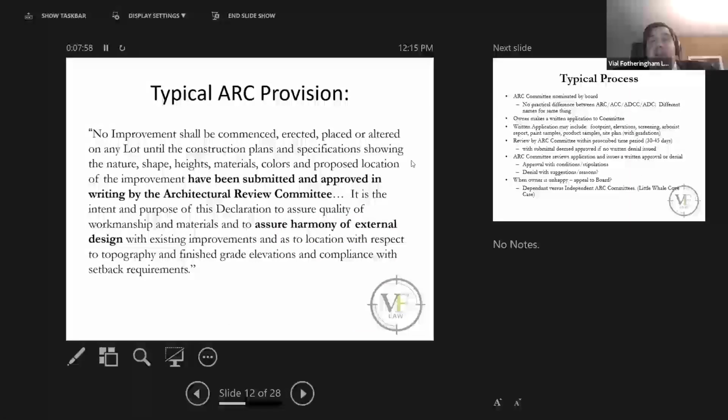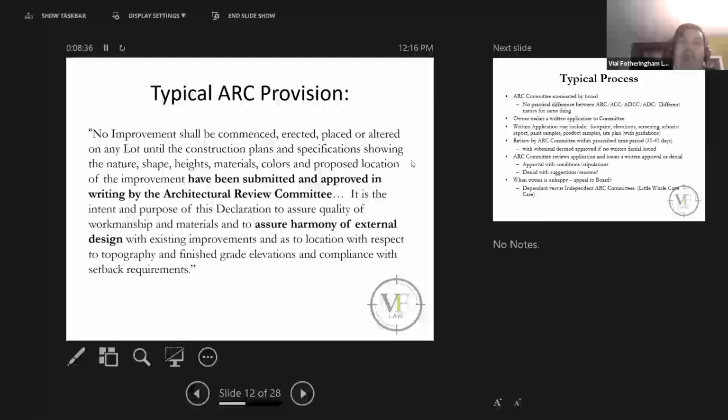Now, this is a typical ARC provision. Yours may be different, but this is pretty standard. Sometimes we lawyers are not an original sort, and a lot of times these architectural review provisions get plagiarized from one set of documents to another, and they tend to all be pretty similar. So this is the standard one. It says no improvement shall be commenced, erected, placed, or altered on any lot until the construction plans and specifications showing the nature, shape, height, materials, colors, and proposed location of the improvement have been submitted and approved in writing by the Architectural Review Committee.